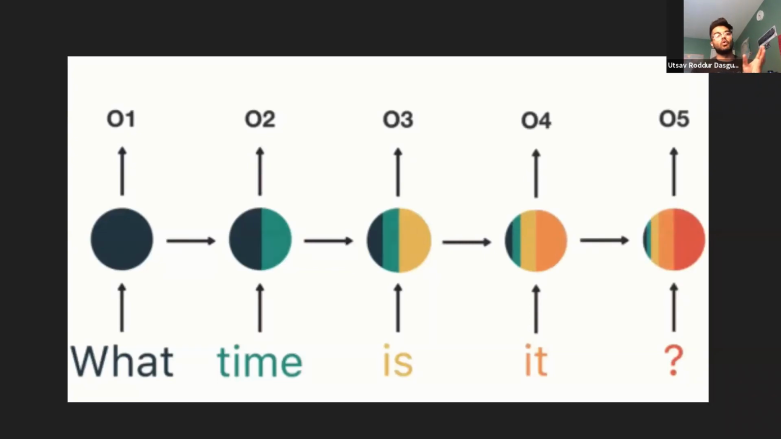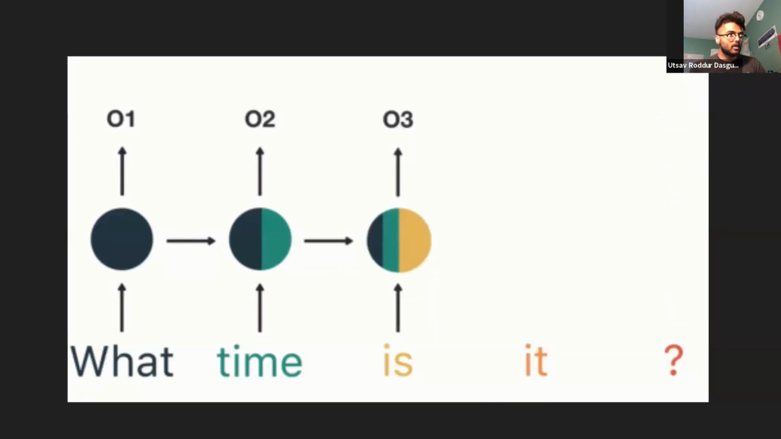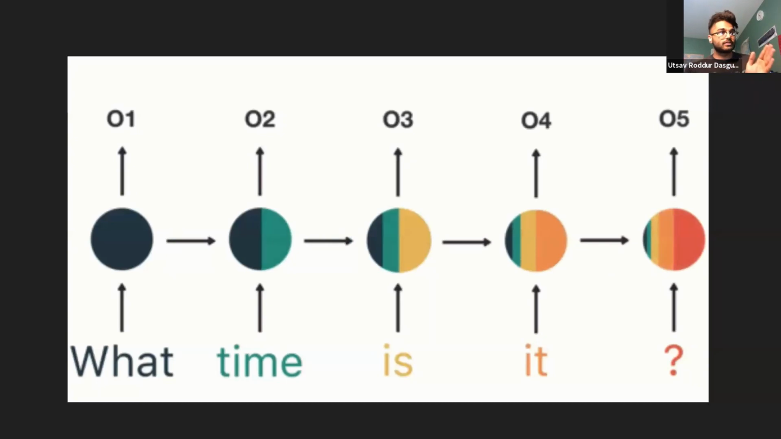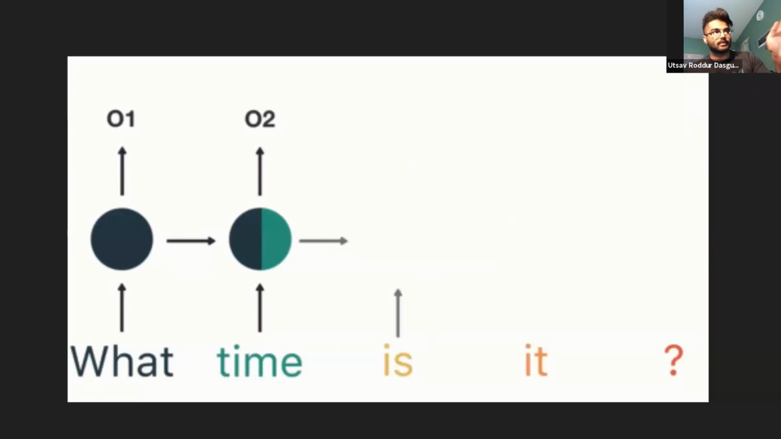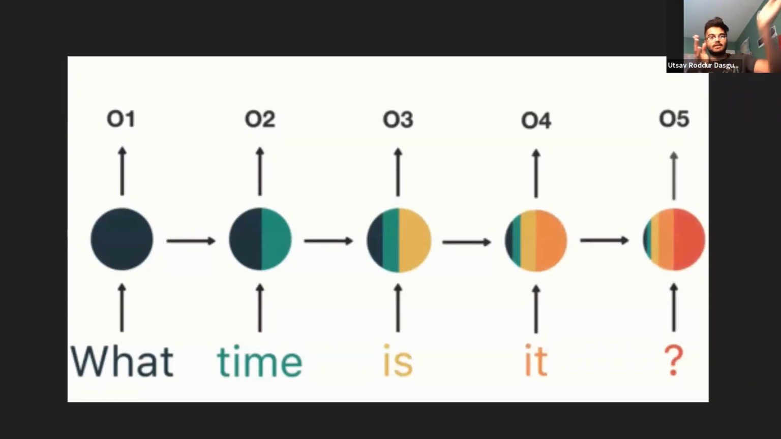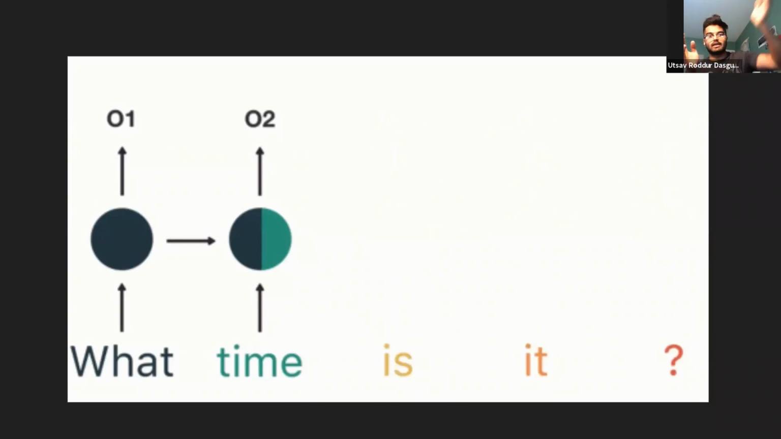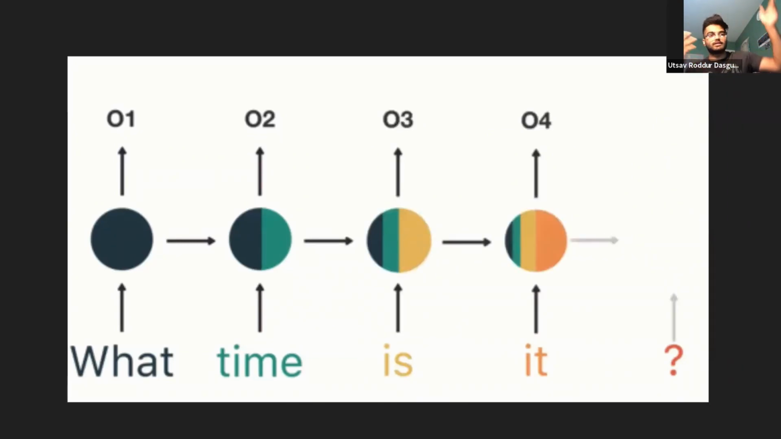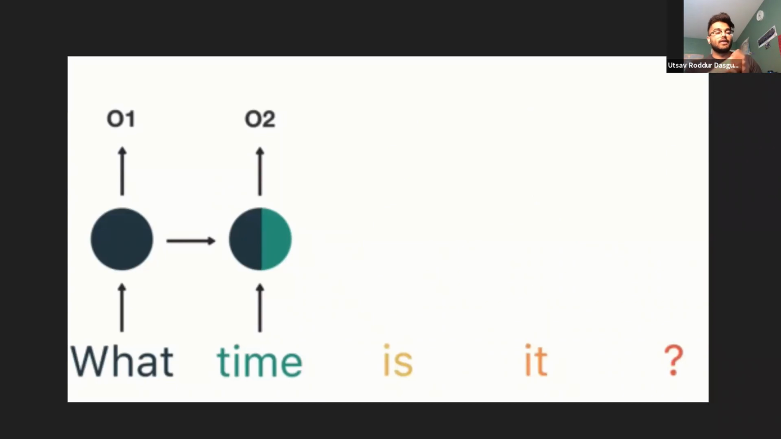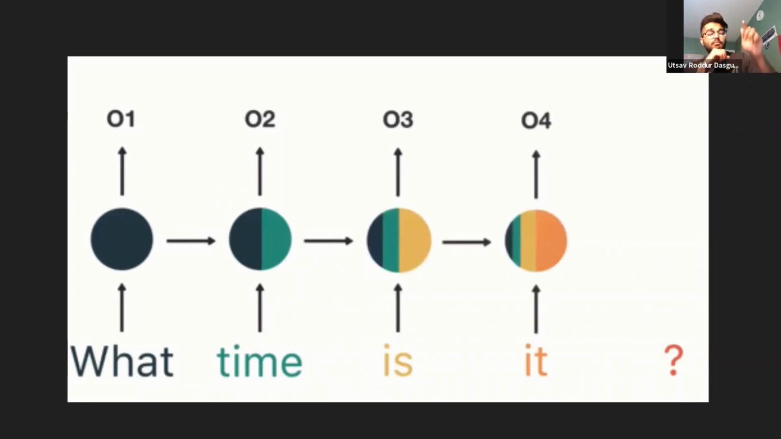So let's say you're feeding in this sentence: what time is it, question mark. So the very first word gets passed in, and that's it. You just pass it in, you have a weight associated with it, and then you just get an output, because it's the very first one in the sequence. Then you pass in time.